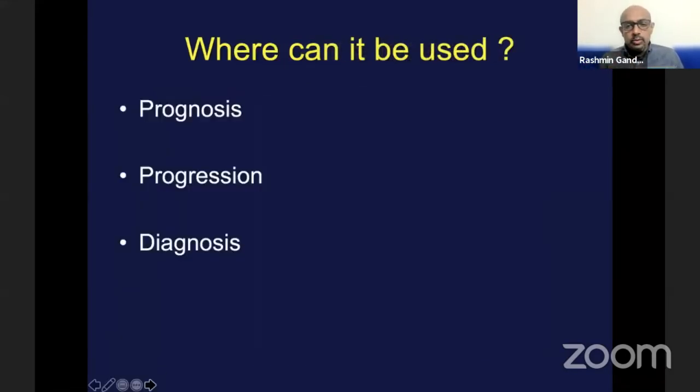Now, how do you use this data? There are three main pillars. It can be used to prognosticate what would be the outcome of your intervention. It can be used in the progression of disorders, and we'll look at a case. And rarely, it can be an adjunct to the diagnosis of certain conditions.